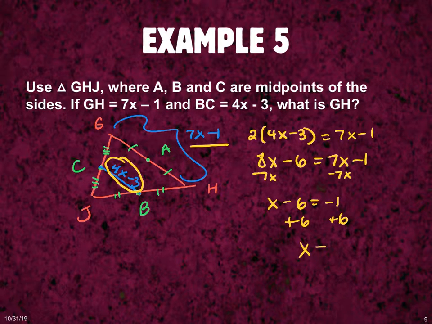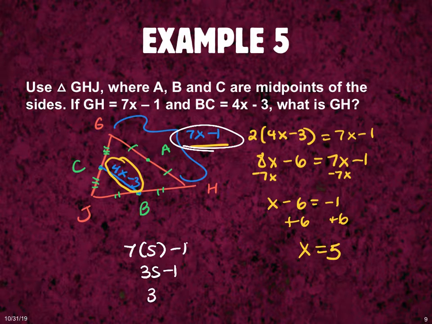And x equals 5. So then we plug it back in to find GH. So 7 times 5 minus 1 is 35 minus 1, or 34. And that's the length of GH.